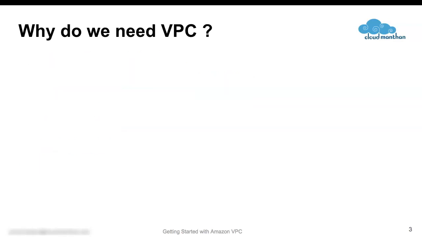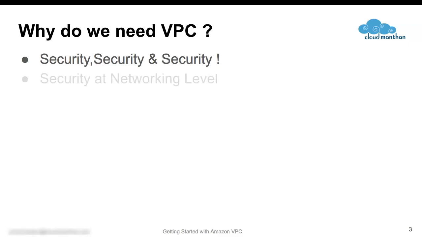But why do we need VPC? Security, security and security. Now security is the major reason why VPC is used. It provides security at the networking level. Now if you look back at history of AWS, VPC was not there from day one. VPC got added later. So prior to VPC, everything was running on flat network. So if you are a customer and looking at doing a lot of security at networking level, then it was not possible.